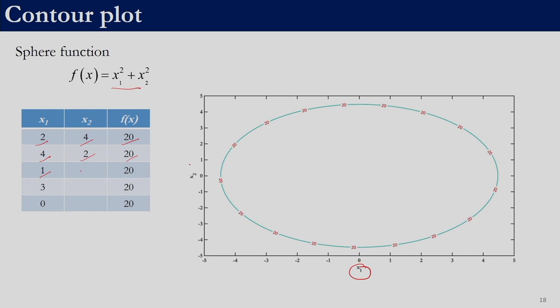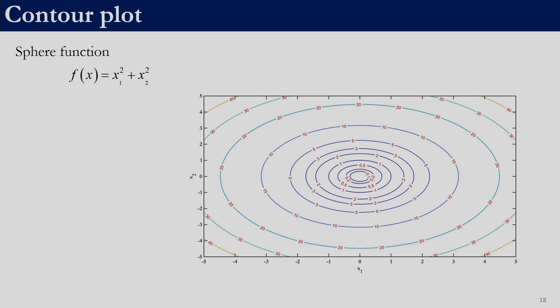Similarly, we can generate many points and then plot them. So this is x1, this is x2, right? All these values can be plotted: 2 comma 4, 4 comma 2, 1 comma whatever we get over here, 3 comma something, 0 comma something. We would get a curve like this. This is called a contour. All the points on this curve have a function value of 20, right? Similarly, we can plot contours for 10, we can plot contours for 5, and we can plot contours for other values. This is known as a contour plot.